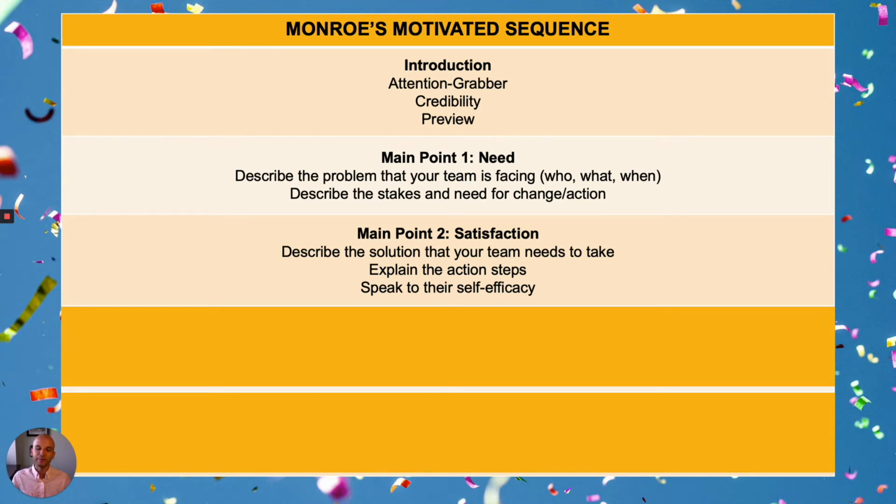Explain the action steps and then speak to their self-efficacy. All of you have trained for this day, that kind of thing. All of you have been together for years, and this is what we've been thinking about, okay? So satisfaction, you're explaining, here's the need, here's how we're satisfying it.